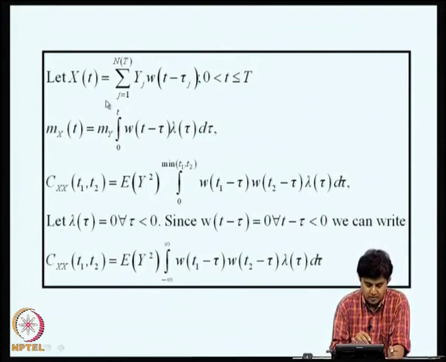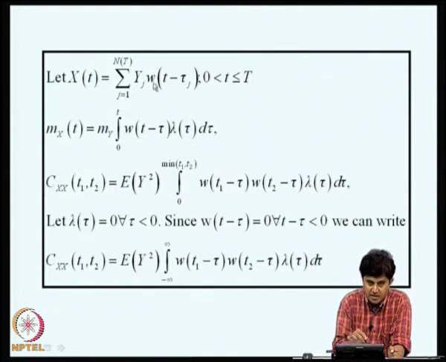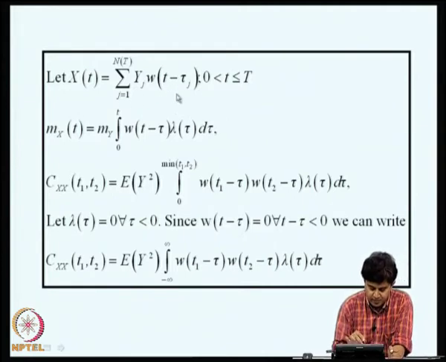Now, let us consider again x of t as this random process, where now I am assuming this pulse, instead of w being a function of t comma tau, to be a function of the time difference t minus tau j. As you can imagine, we will be relating this to pulses interpreted as the output of linear time invariant systems. That is the eventual goal in discussing this, but to start with we will discuss the nature of moments of this random process.